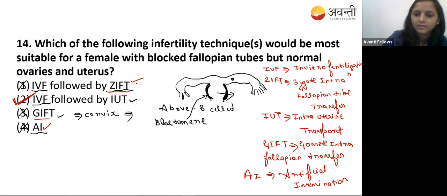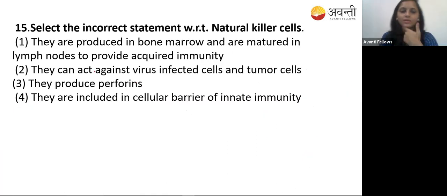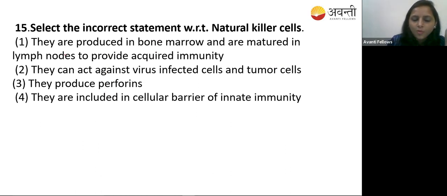Fine. So then coming to the 15th question: select the incorrect statement with respect to natural killer cells. So you know what natural killer cells are? This question is from the human health and disease chapter. Statement 1 says they are produced in bone marrow and are matured in lymph node to provide the acquired immunity.